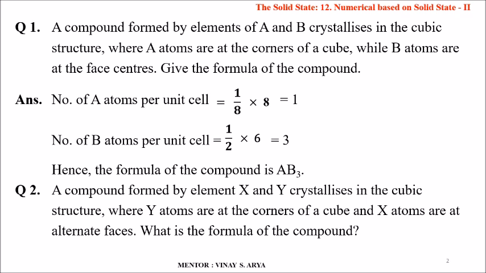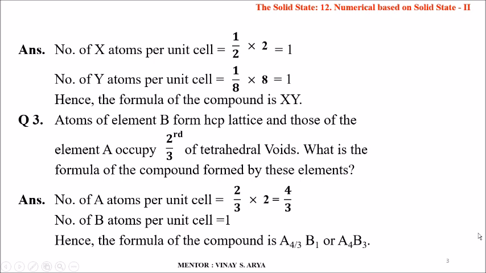Coming to the second numerical: a compound formed by elements X and Y crystallizes in the cubic structure where Y atoms are at the corner of the cube and X atoms are at alternate faces. We have to calculate the formula of the compound. So the number of X atoms as per the position, half into 2, that is 1, and Y atoms per unit cell will be 1/8 into 8 corners, so that is 1. So here the ratio is 1:1, hence the formula of the compound will be XY.